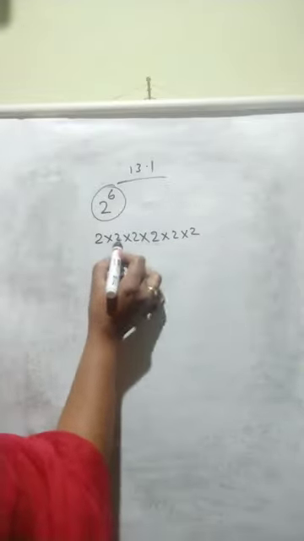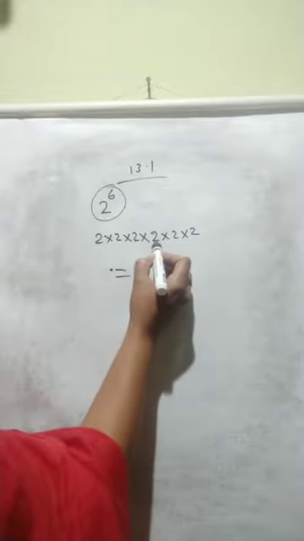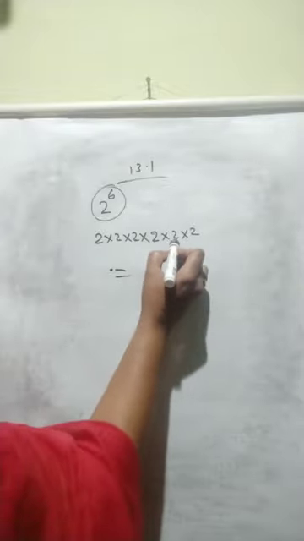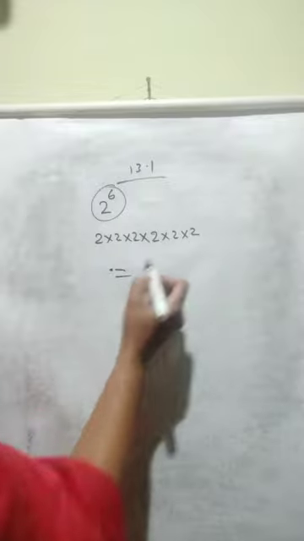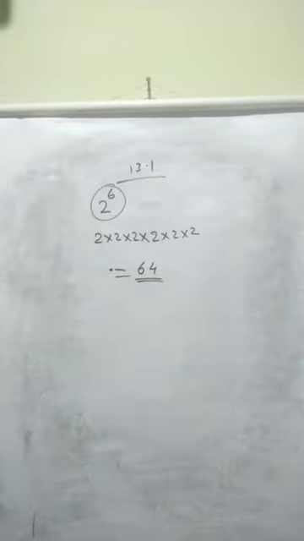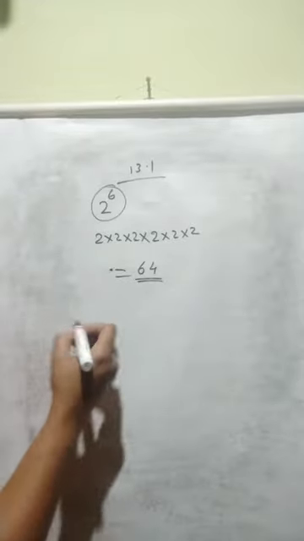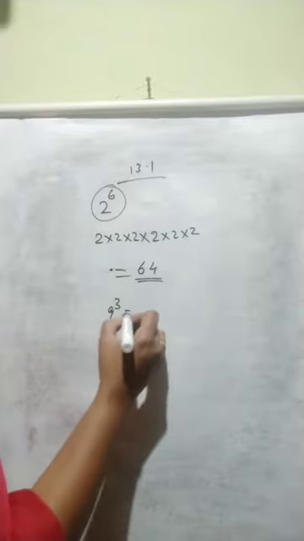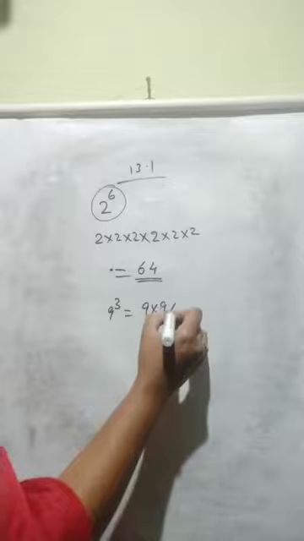So 2 times 2, 4. 4 2s are 8. 8 2s are 16. 16 2s are 32. 32 2s are 64. So 2 raised to 6 is equal to 64. Then next one is 9 raised to 3. What is that? 9 times 9 times 9.